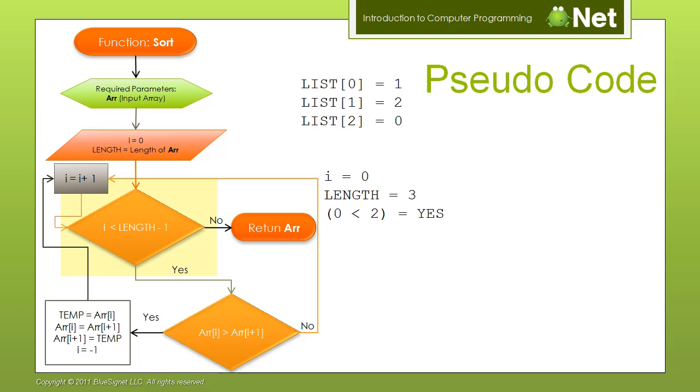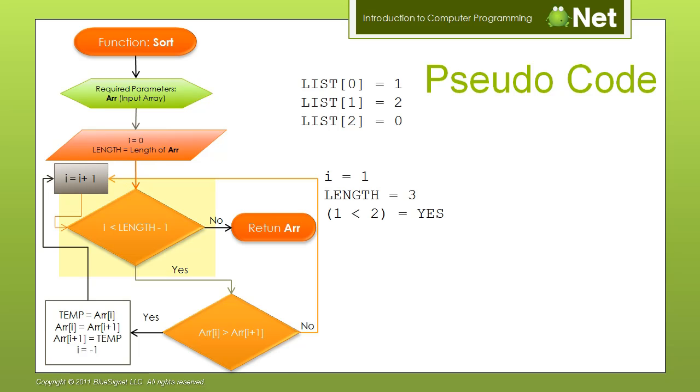Is I less than length minus 1? So is 0 less than 2? In this case, the answer is yes, so we fall over to the yes condition. Now we evaluate: is the current item greater than the next item in the list? In this case, it's not, because 1 and 2 are already in order. We fall into the no condition, which increments I, so then I equals 1.